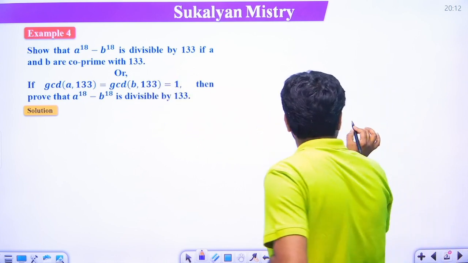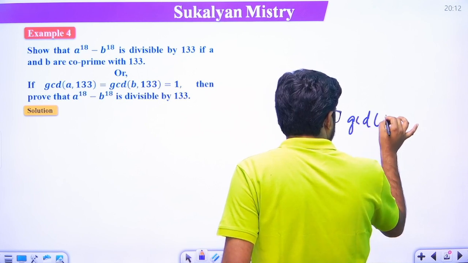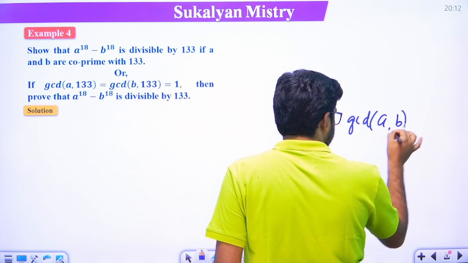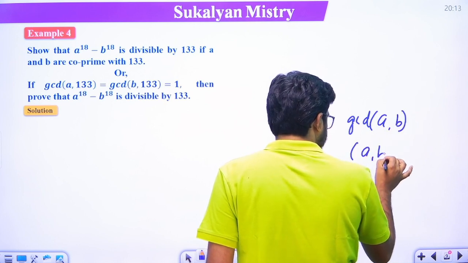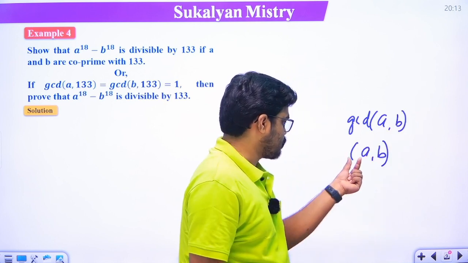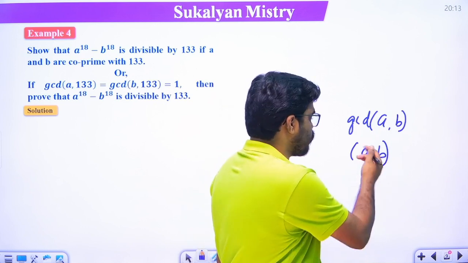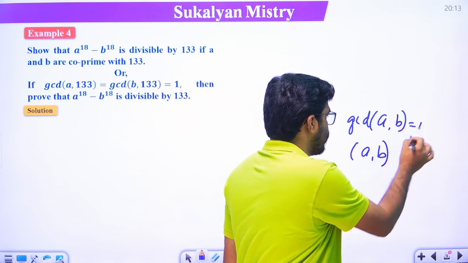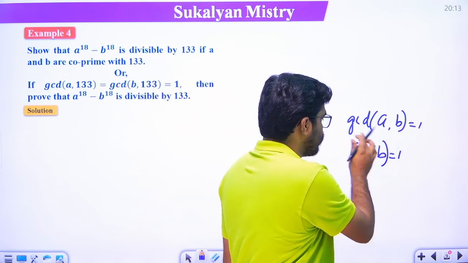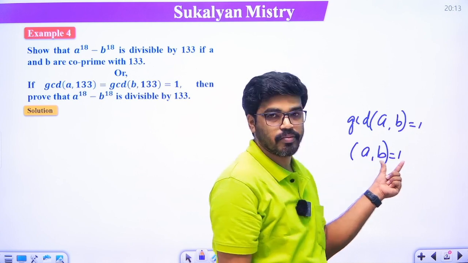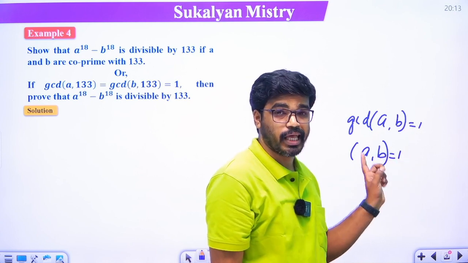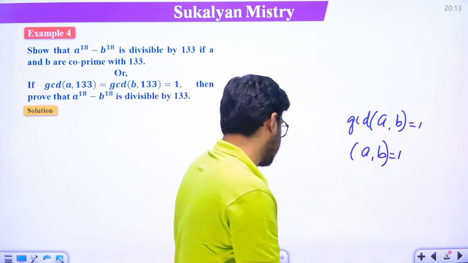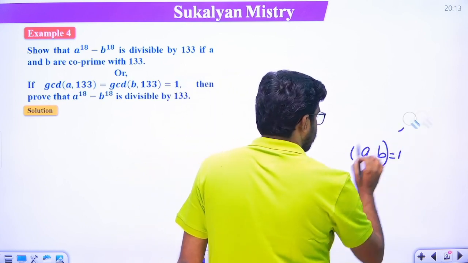The GCD of a and b can also be represented simply by brackets, (a, b), that means GCD of a and b. GCD of a and b is 1 can also be written in the form of just a comma b within brackets is 1. That means you have to understand that a and b are relatively prime. Okay, so the answer.